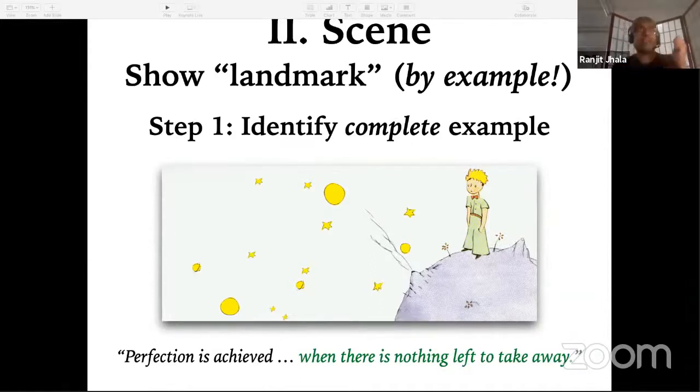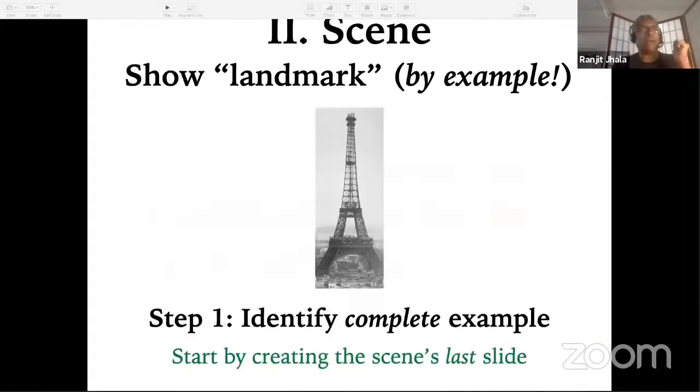So to me, the ideal example is one where there is nothing left to take away. It explains exactly what it is you want to explain and has no extraneous detail. Of course, this is going to be different depending on what exactly it is you want to explain. But once you identify this example, what you want to do is take that example and construct the last slide in your trajectory, not the first, the last slide. Like I said, we're going to work backwards. So as an example, imagine that the landmark that I want to show you is the Eiffel Tower, and here is the complete Eiffel Tower.